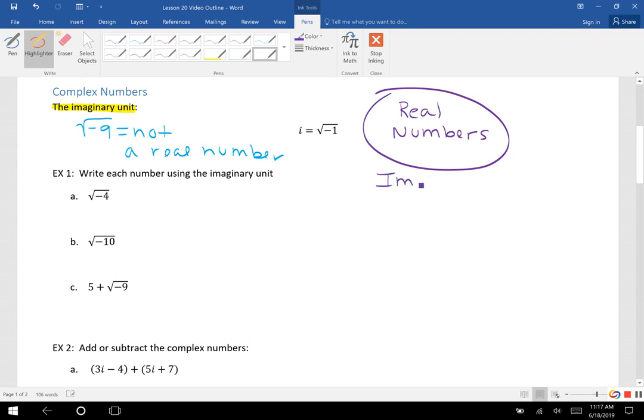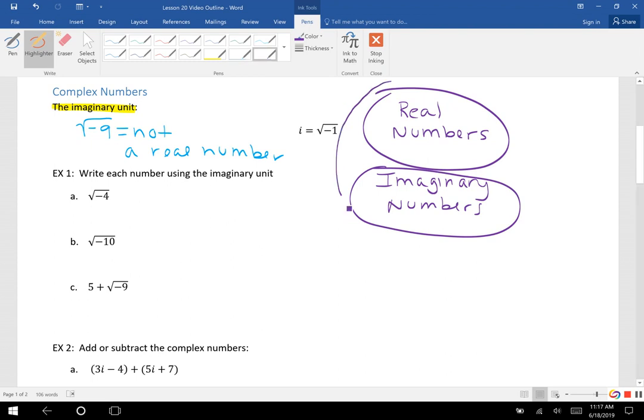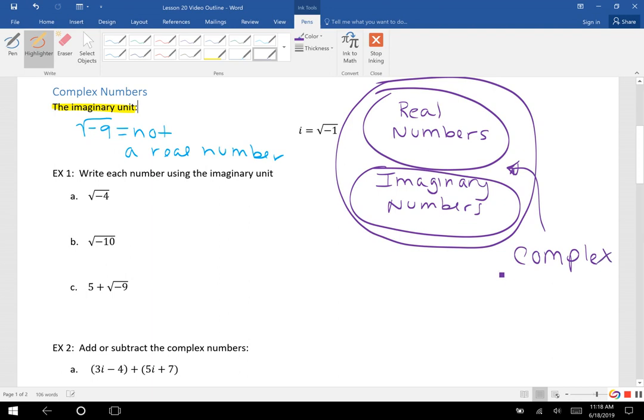Now, we can have what we call imaginary numbers. And imaginary numbers involve square roots of negatives. They don't exist on our number line, but we're going to pretend, well, what if we could take the square root of a negative number? Altogether, both our real numbers and our imaginary numbers and any combination of real and imaginary numbers, we're going to call complex numbers.